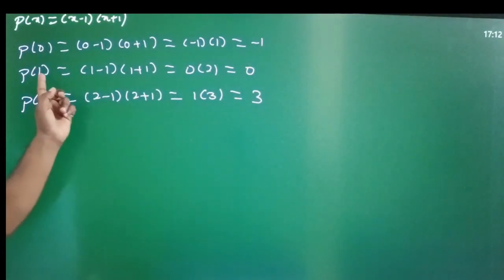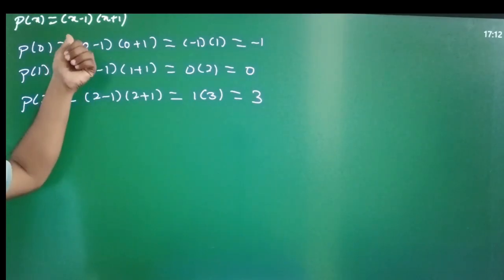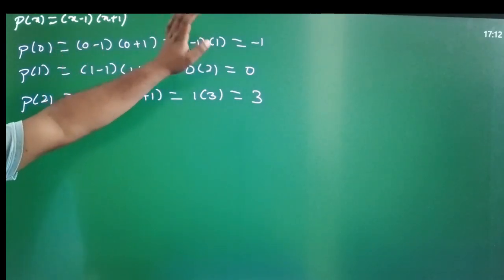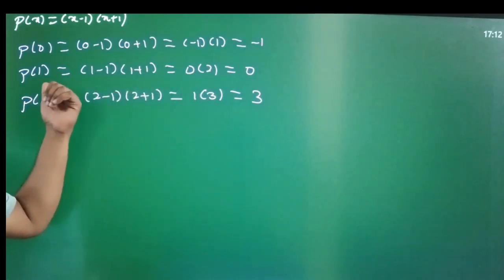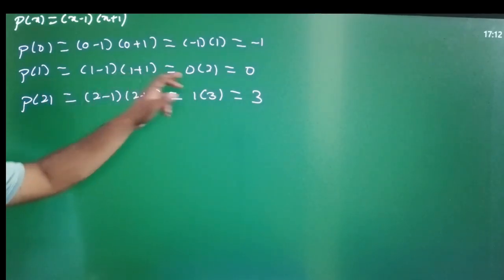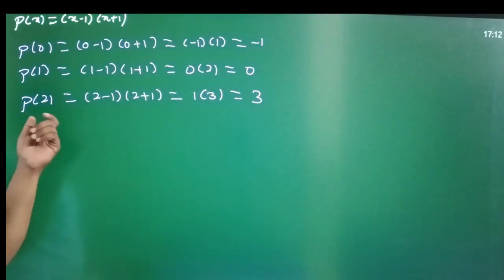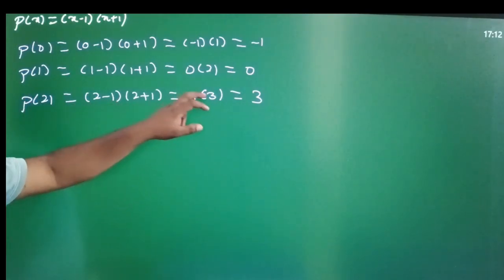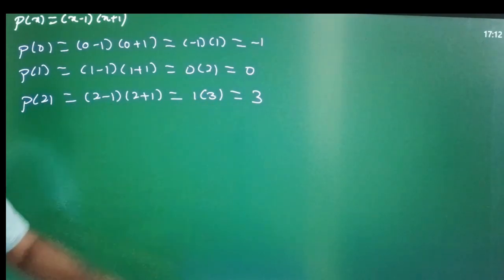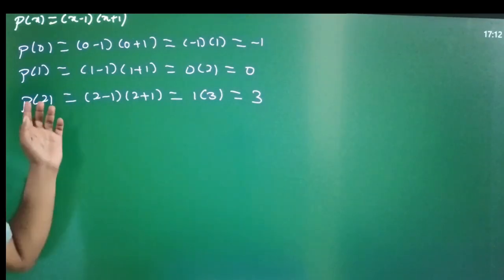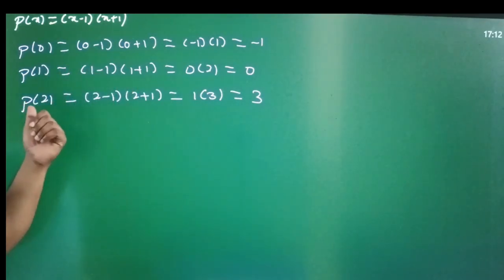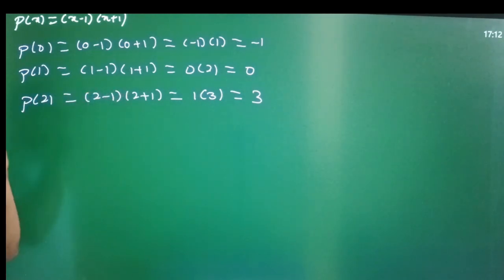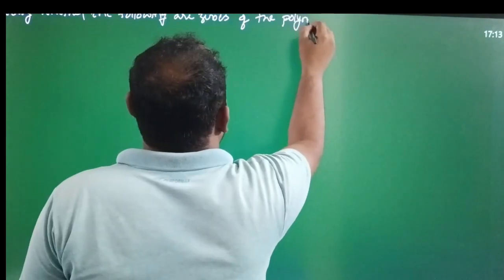The value of the polynomial at x equals to 0 is, here now we replace x by 0. 0 minus 1 into 0 plus 1. Minus 1 into plus 1 is minus 1. And also we replace x by 1. 1 minus 1 is 0. 0 into anything is 0. Next at x equal to 2 is 2 minus 1 into 2 plus 1. 2 minus 1 is 1 and 2 plus 1 is 3. 1 into 3 is 3. Therefore the value of the polynomial at x equal to 0 is minus 1 and x equal to 1 is 0 and x equal to 2 is 3.